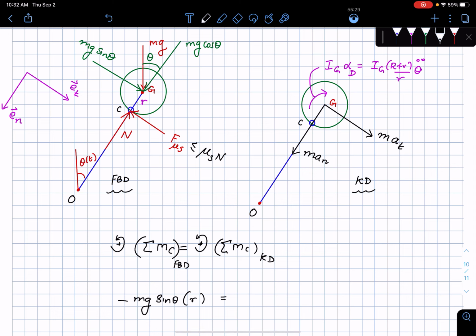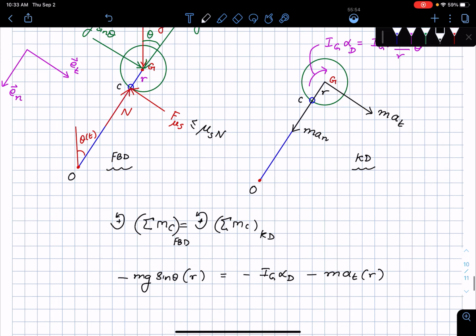This is going to be, first of all, inertial torque, minus I_G times alpha. And then I'm going to have a moment due to m a_t as well, so watch that out. So this is going to be minus m times a_t times the distance r, right? So this is the distance little r. m a_n does not cause a rotation about point C because it has a line of action passing through the point C.